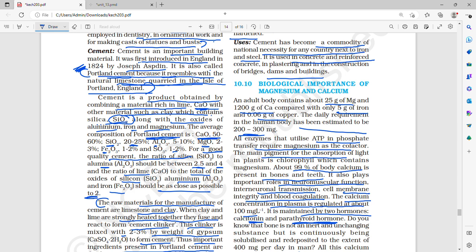For good quality of cement, the ratio of silica SiO2 to Al2O3 should be between 2.5 and 4, and the ratio of calcium oxide, that is lime, to the total oxides of silicon, aluminium, and Fe2O3 should be as close as possible to 2. So for a good quality of cement, the ratio of silica to alumina should be between 2.5 and 4, and the ratio of lime to the total oxides of silicon, aluminium, and iron should be as close as possible to 2.